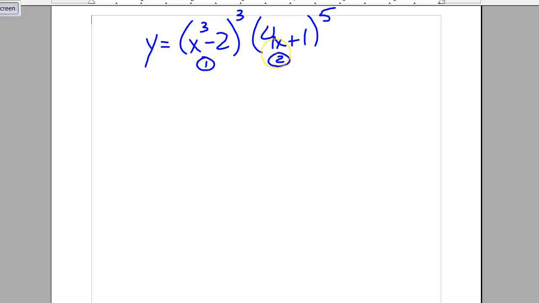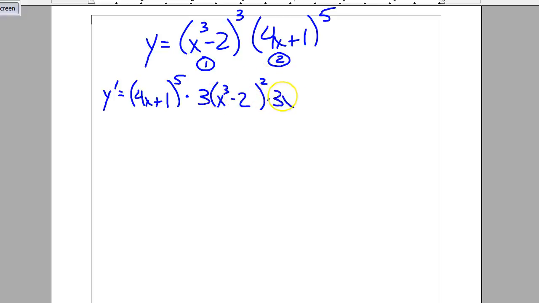Then second, they're both chain rules though, so I'm going to need to use product and chain combined. So the second thing times the derivative of the first thing, but I need a product rule here, I need a chain rule here. So I'm bringing down the 3, leaving the inside alone, reducing the power by 1. And don't forget to multiply by the derivative of the inside.